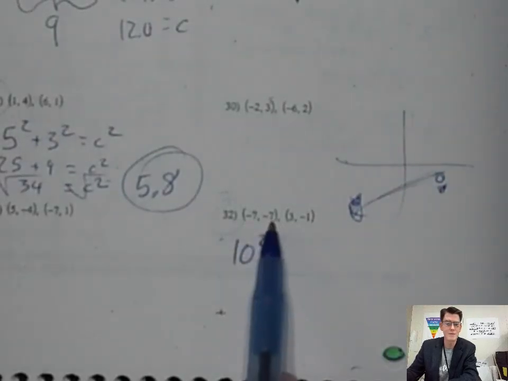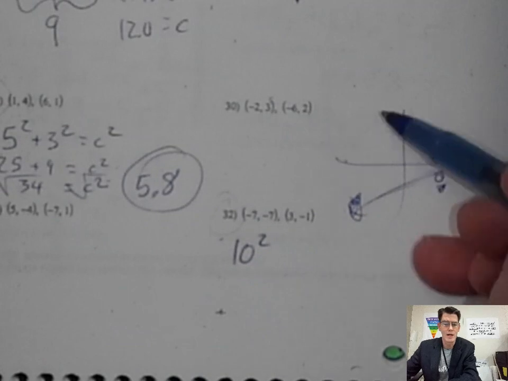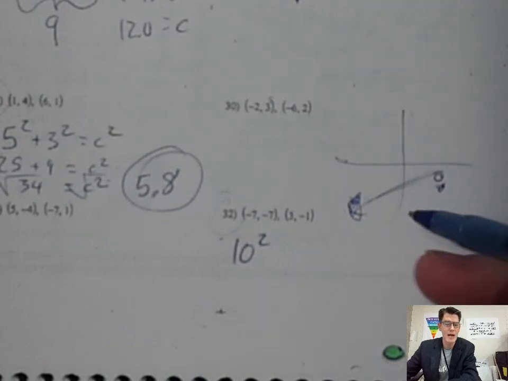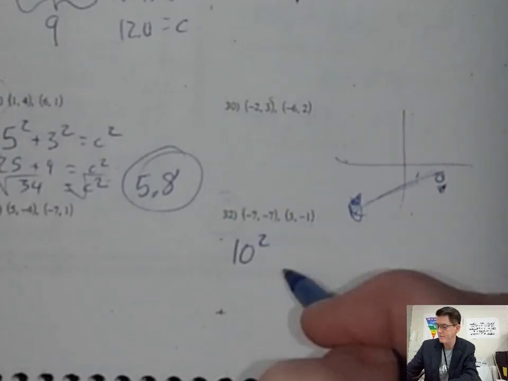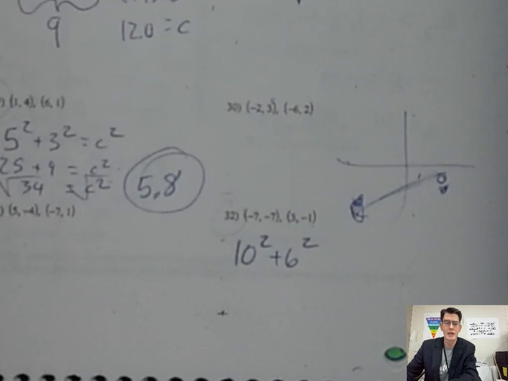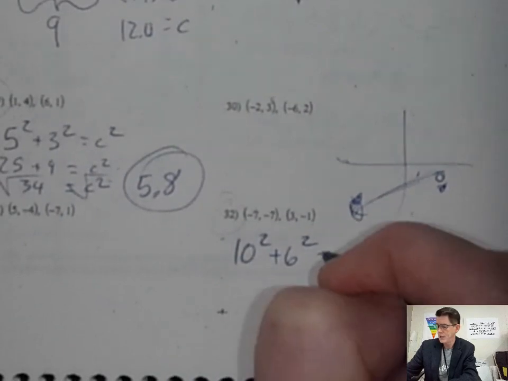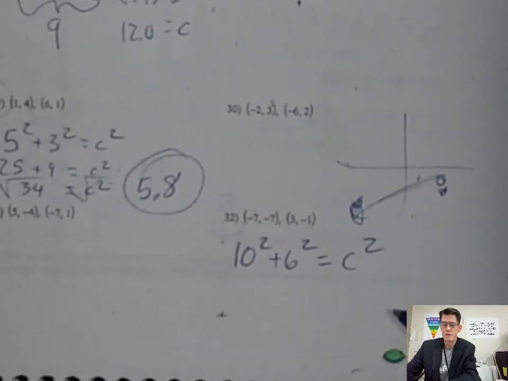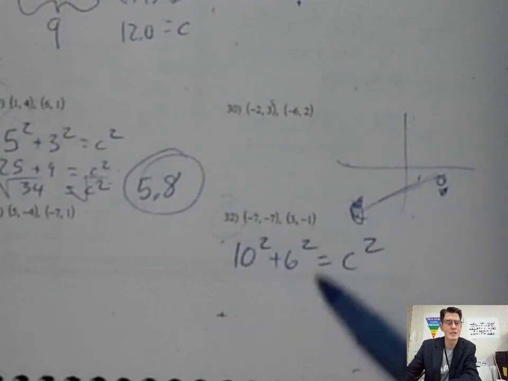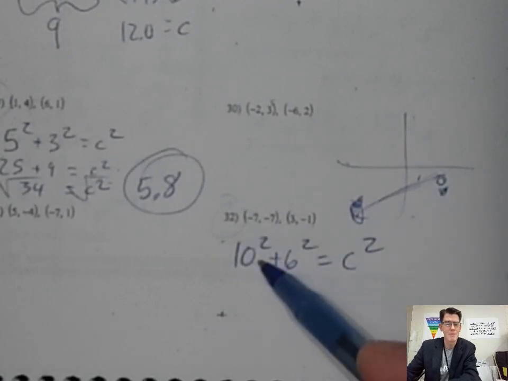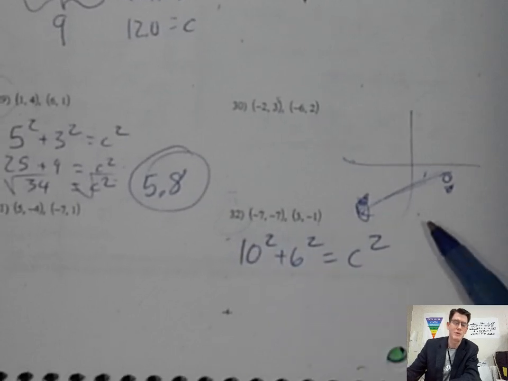The y distance from -7 to -1, how far is it going up and down? -7 minus -1, it's a distance of 6. Or if you go the other way, -1 minus -7, either way you'll get 6 squared. And that all turns out to be c squared. Again, whatever works best for you, drawing a picture or subtracting the numbers. And because we're talking about distance, just use the absolute value of that.